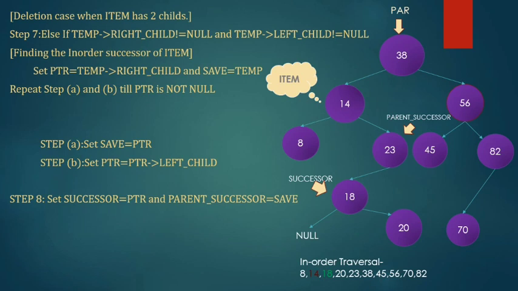ptr would start at node 23 and traverse the left subtree of node 23 until it is at null, since we need the first largest node after 14. That is what step B says, which is ptr is equal to ptr arrow left child. Initially ptr is at 23 and save is at 14. After one iteration, ptr is at 18 and save is at 23. Then in the next iteration, ptr would be at null, so the while loop stops. We finally set successor as 18 and parent successor as 23.